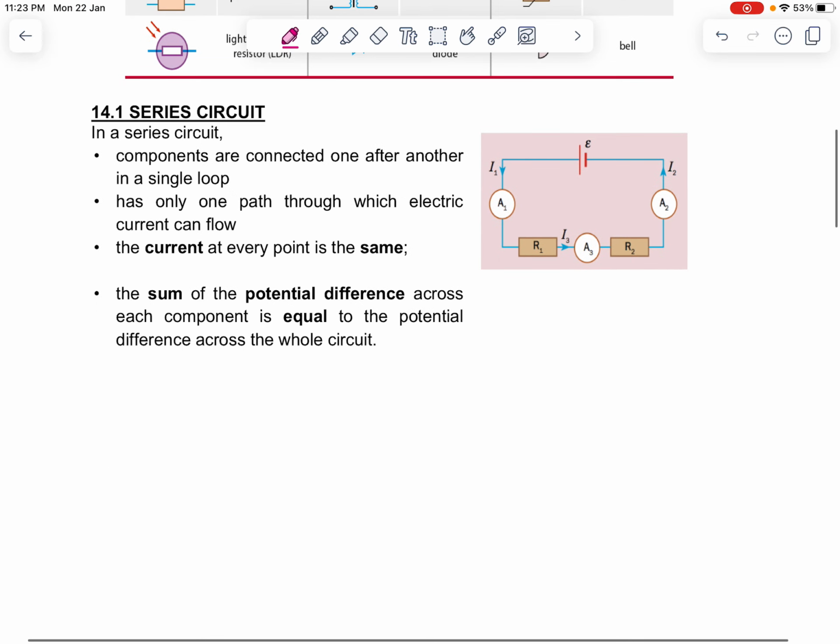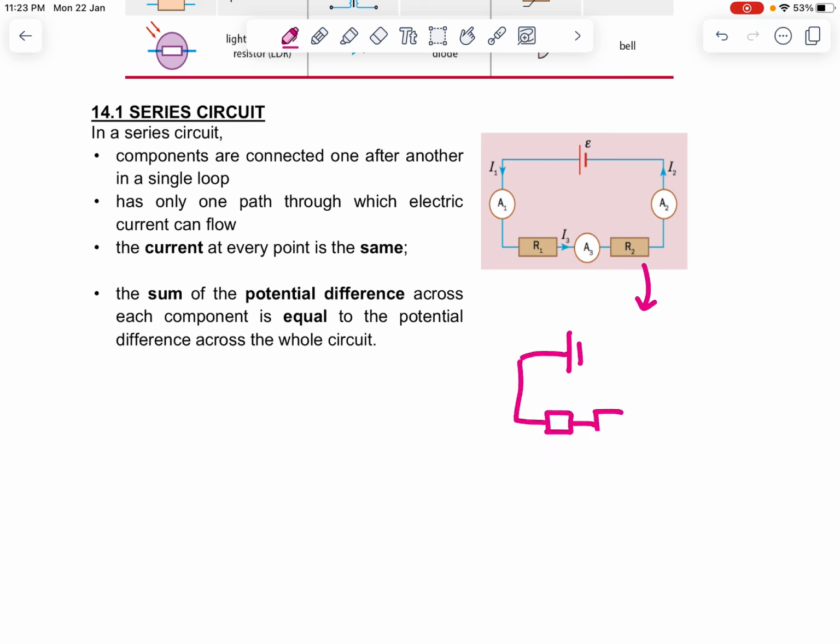Next, let's look at a series circuit. Okay, let me redraw this diagram at the bottom. So a series circuit looks like this. The battery and maybe 2 resistors in series. So we call it in series, side by side.